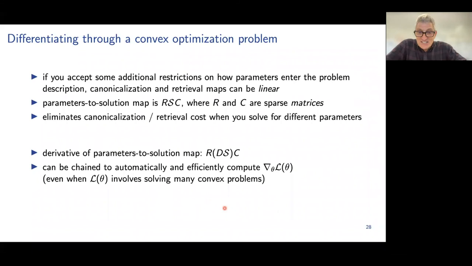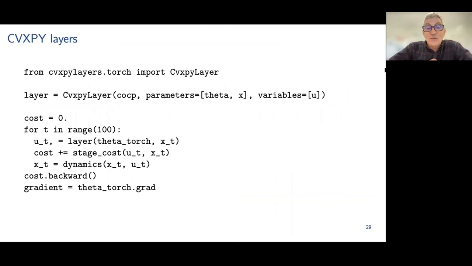So you can chain these things and automatically and efficiently compute this. That's where you're differentiating through the dynamics, all sorts of other stuff. We can do that in either PyTorch or in TensorFlow, these kind of systems. So we're just on the coattails of people who've developed those fantastic systems. Okay, so this is implemented, and our implementation is called CVXPY Layers.